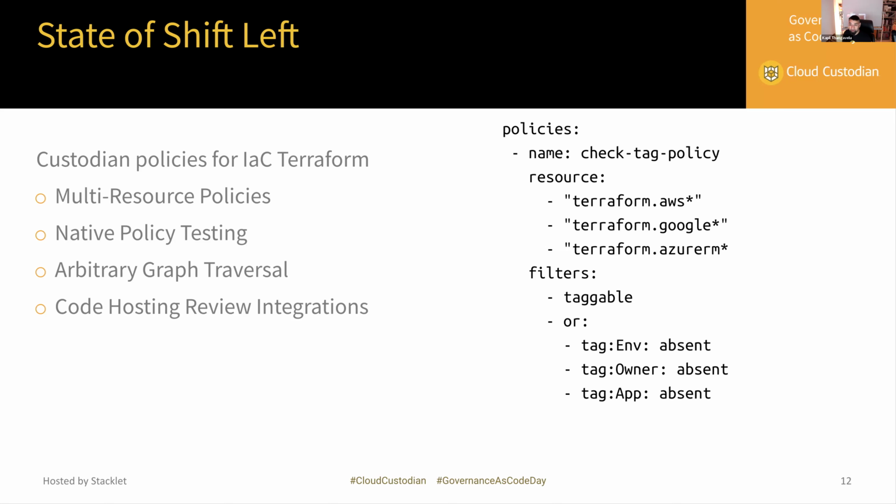So on the right-hand side, I've got a policy here that will do tag governance across multiple cloud resources, across all the AWS, Google, and Azure Terraform assets. It makes sure that the resource is taggable, and then validates that it flags if any of the 3 required tags for our tag policy are absent. So, a single policy for multi-cloud tag governance.